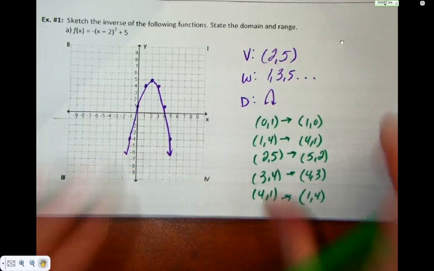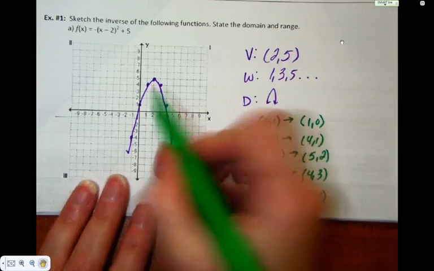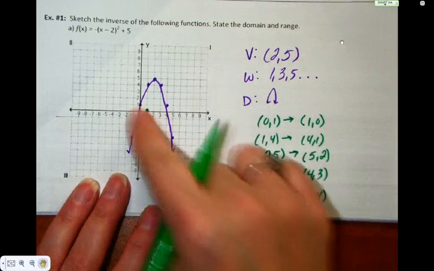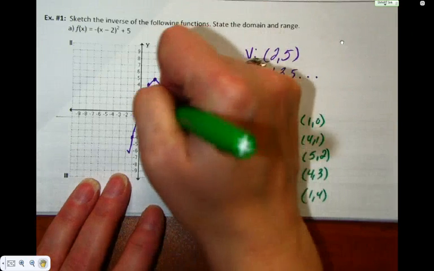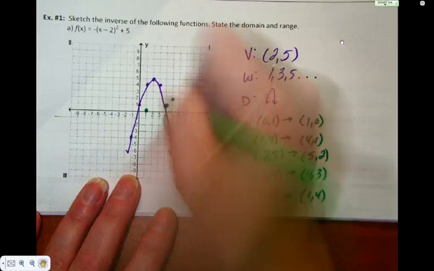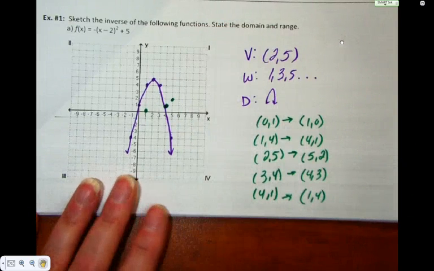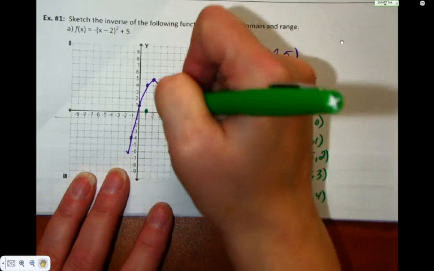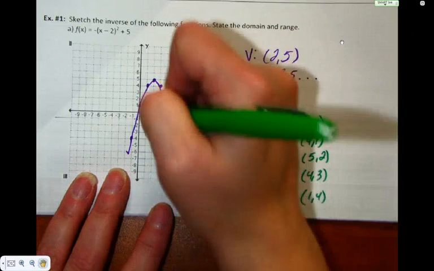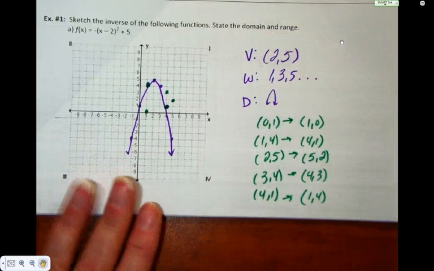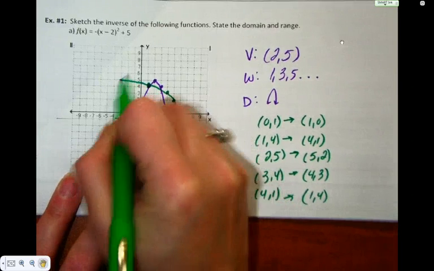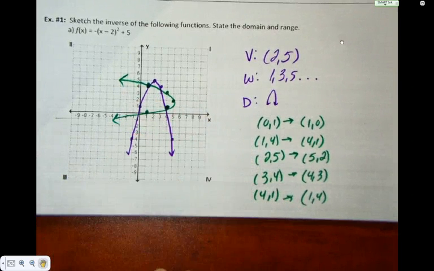Coming back over to the graph for the non-point people, grab the points, physically flip them. So 0, 1 is going to become 1, 0. 1 and 4 is going to become 4 and 1. 2 and 5 is 5 and 2. 3, 4 is 4, 3. And the last one, 4, 1, is going to be 1, 4. Join them in our parabolic shape and make sure you put arrows.